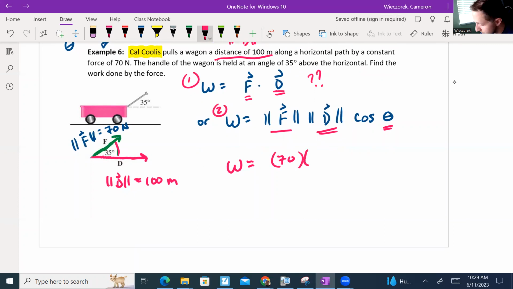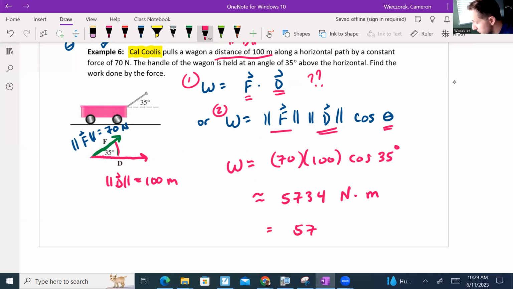70 times the displacement magnitude, the distance is 100, times the cosine of 35 degrees. If I plug that into my calculator, I get 5,734. We would be dealing with newtons times meters. You can leave it like that. If you've taken a physics class, you'll know that that is the same as measuring in joules.